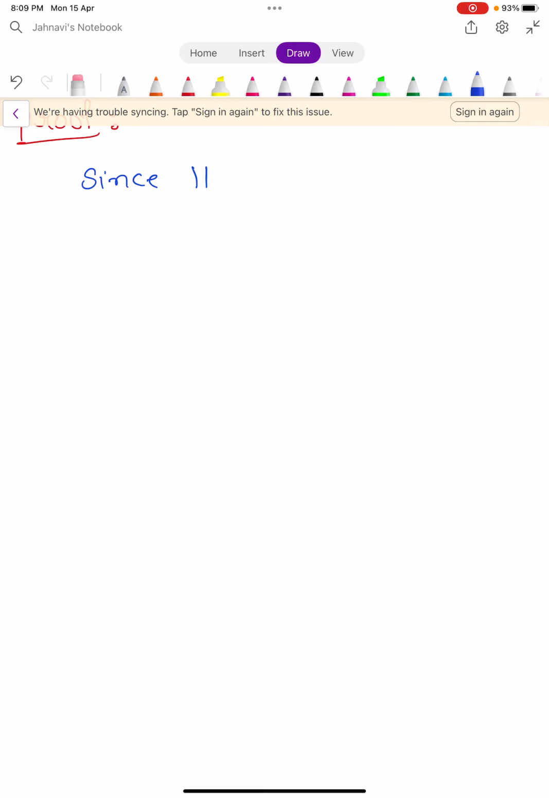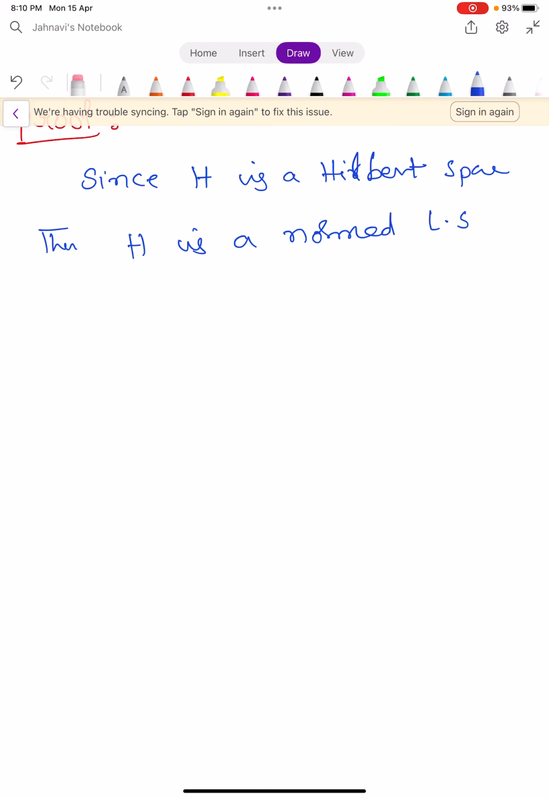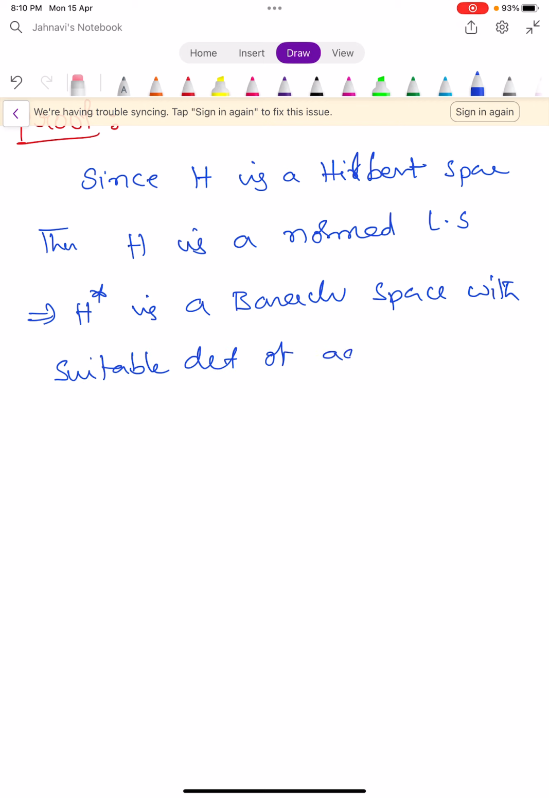Since capital H is a Hilbert space, then obviously H is a normed linear space. So it means H star is a Banach space with suitable definition of addition and scalar multiplication.